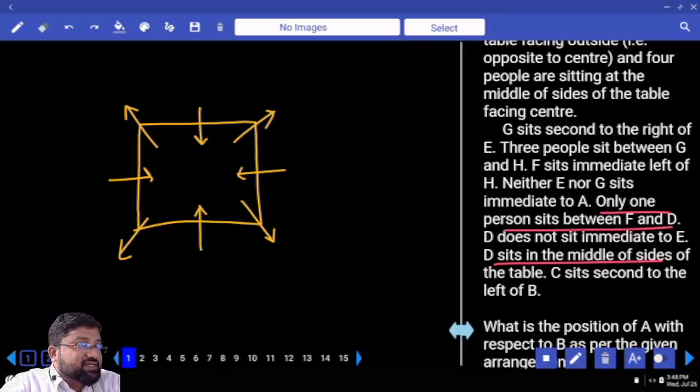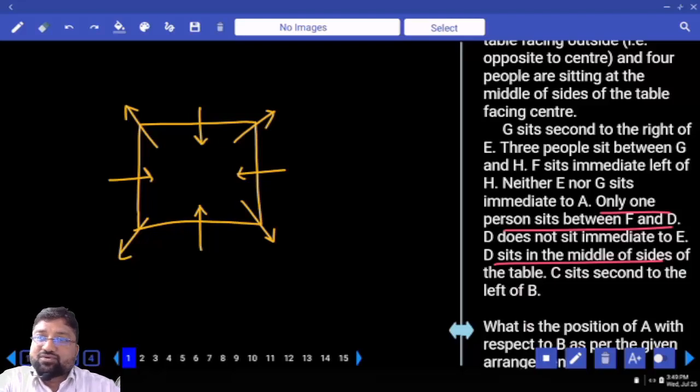Understood or not? This point is not mentioned in the question. This point should be running in your own mind. When he says second to the right of E is G, both of them will be sitting either in the corner or in the middle. 3 persons between G and H, 8 people around a table, 3 people in between them, both of them will be sitting in the opposite places. If G is in the middle, H is also in the middle. If G is in the corner, H is also in the corner. So E, G, H, all 3 people are either in the middle or in the corners.